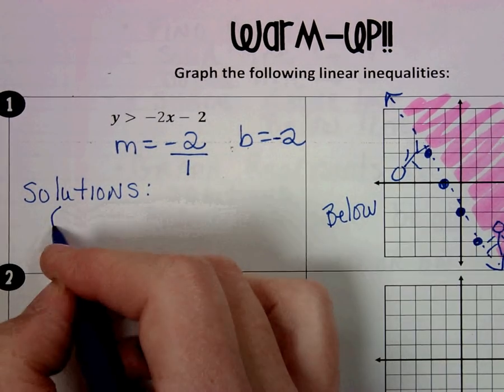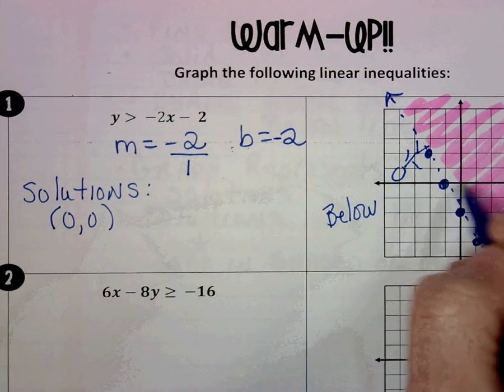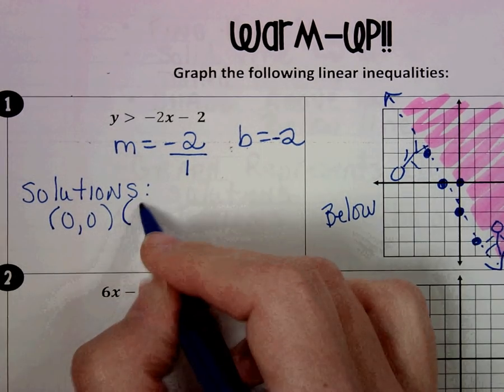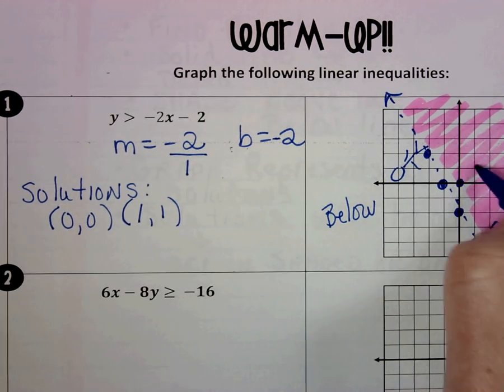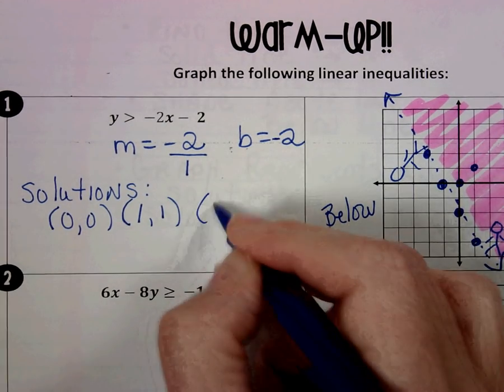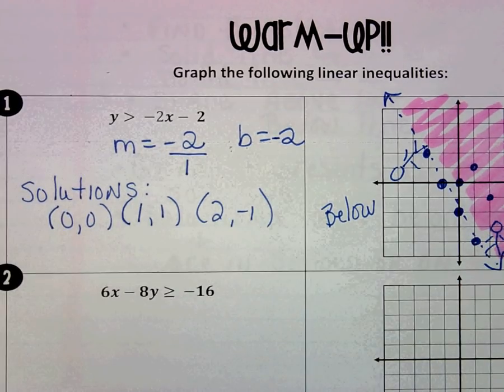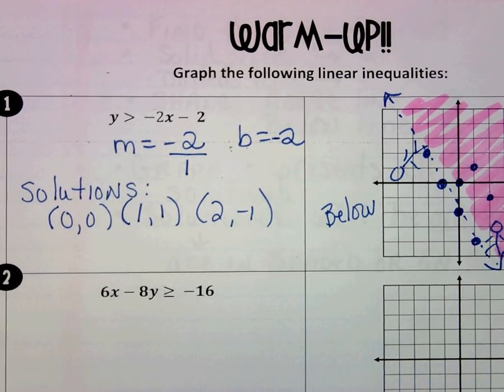So for example, (0, 0) would be a solution. (1, 1) would be a solution. (2, -1) would be a solution. Okay, so hopefully you're getting the idea there. Lots and lots more solutions.